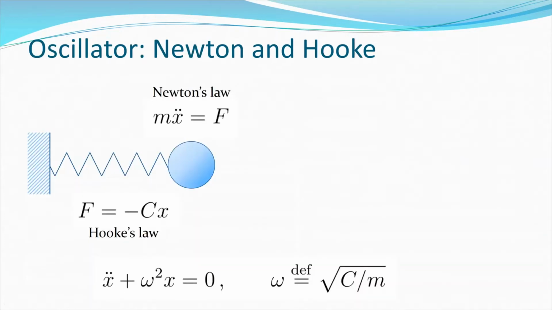So let's go to the simplest system, the one-dimensional oscillator. And here you can see two laws, Newton's law and Hooke's law, on the basis of which we can obtain the simplest equation of motion of the harmonic oscillator.